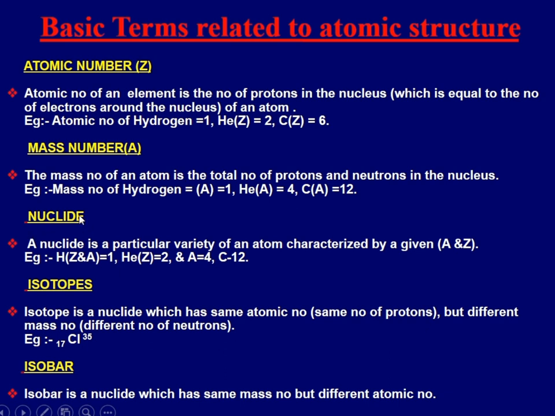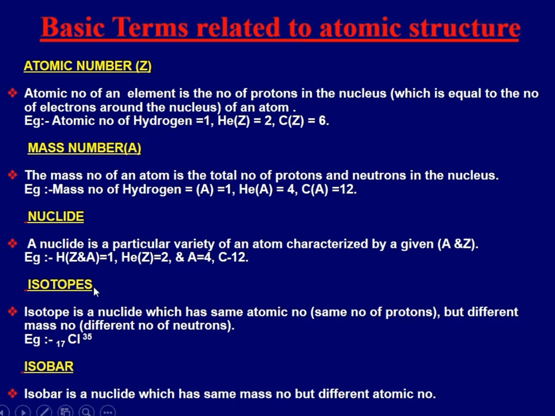Now let us discuss what a nuclide is. A nuclide is a particular variety of atom which is characterized by its respective A and Z, meaning a particular atom which has a particular A and Z. For example, for hydrogen, A and Z are both 1. For helium, A and Z are 4 and 2 respectively. Similarly, for carbon, A and Z are 12 and 6, and so on. So every nuclide has a different mass number and a different atomic number.